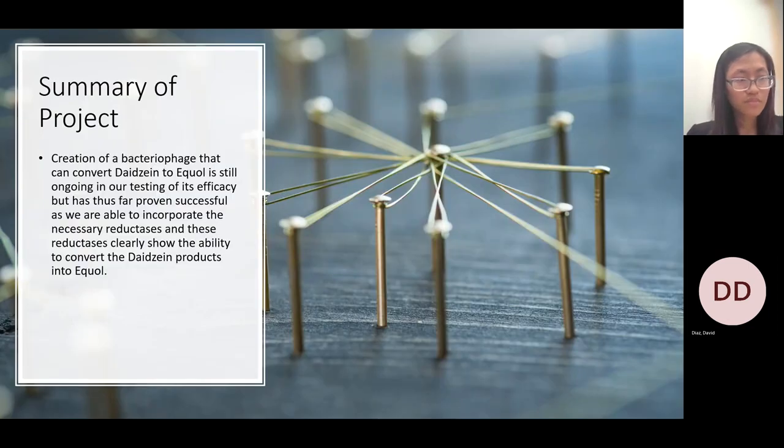Okay, so we would have our summary of the project. Overall, in conclusion, creation of a bacteriophage that can convert diazine to equol is still ongoing in our testing, as you can see from our results on the previous slide of its efficiency, but has thus far proven successful as we are able to incorporate the necessary reductases. And these reductases clearly show the ability to convert the diazine products into equol itself.